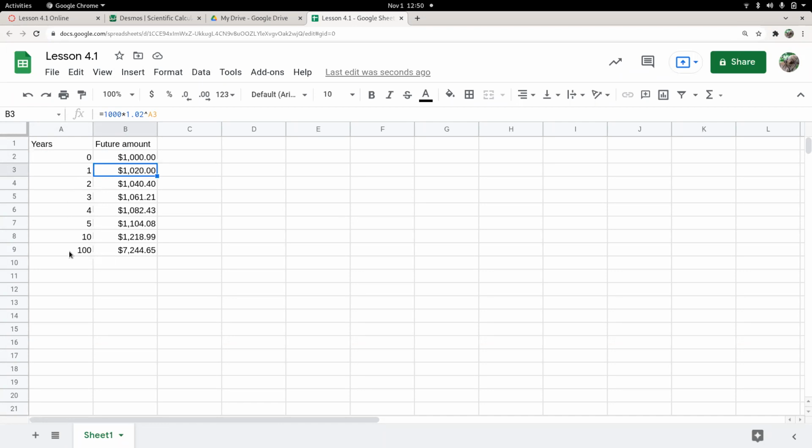So now I have a spreadsheet that'll calculate any number I want. It'll show me as many as I want as long as I keep typing in years, and I could keep filling this down if I wanted more. Maybe I want to know 20, and I want to know 30, and I want to know 50, and I want to know 70, and I want to know 100, so on. All right, pause, let you all catch up.